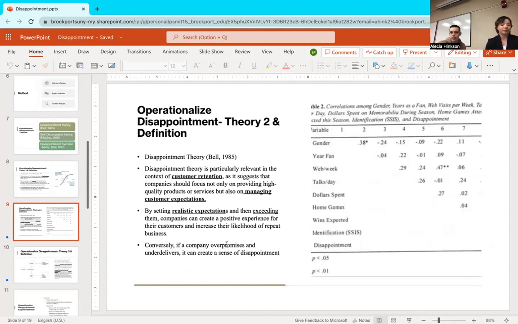The next theory we looked at was disappointment theory by David E. Bell, and it is particularly relevant in the context of customer retention, as it suggests that companies should focus not only on providing high-quality products or services, but also managing customer expectations. By setting realistic expectations and exceeding them, companies can create a positive experience for their customers and increase the likelihood of repeat business. Conversely, if a company overpromises and underdelivers, it can create a sense of disappointment.